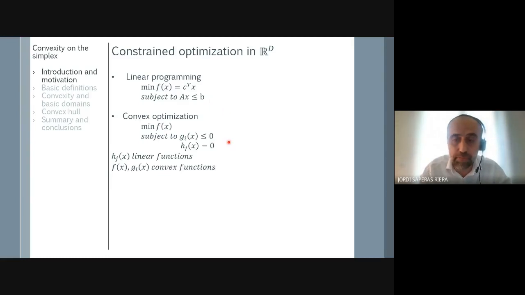In convex optimization, on the other hand, the objective function is a convex function, and the feasible region is a convex set. If we want to study constrained optimization in compositional data, a first step is to provide tools to define correctly what is a convex set in the simplex.